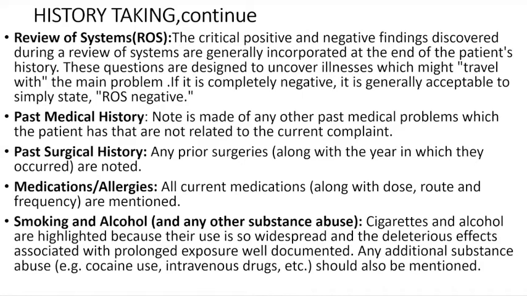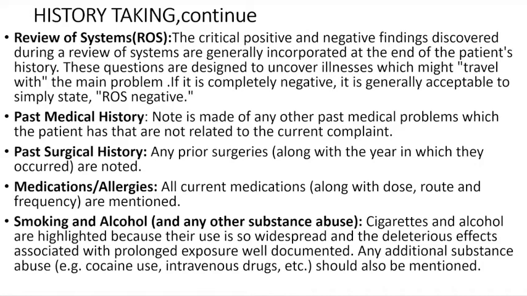Smoking and alcohol and any other substance abuse. Cigarettes and alcohol are highlighted because their use is so widespread and the deleterious effects associated with prolonged exposure are well documented. So a chronic cigarette smoker may have chronic obstructive pulmonary disease, and this will end with respiratory failure and bronchogenic carcinoma. And sometimes patients may have secondary polycythemia, that is an increase in hemoglobin and blood viscosity, an increase in packed cell volume.